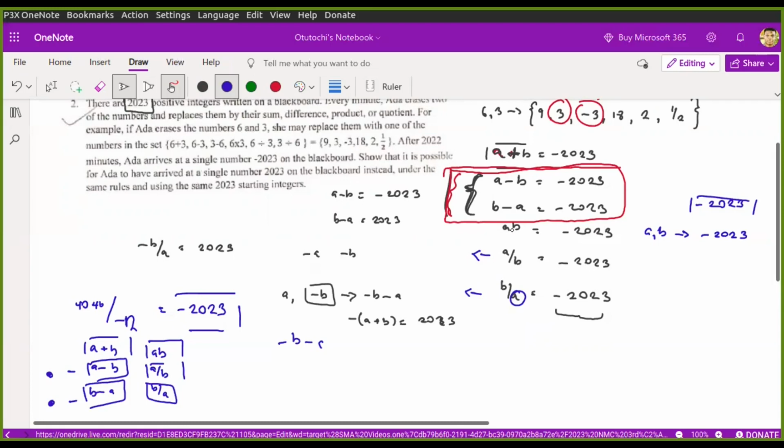And like I said, if you can invert that, then you can invert the next one. If you can invert that, you can invert the next one, all the way back to the absolute value of minus 2023, and we are done with this problem. So with this method, we can show that yes, it is possible for Ada to have arrived at a single number 2023 instead, under the same rules and with the same 2023 integers.